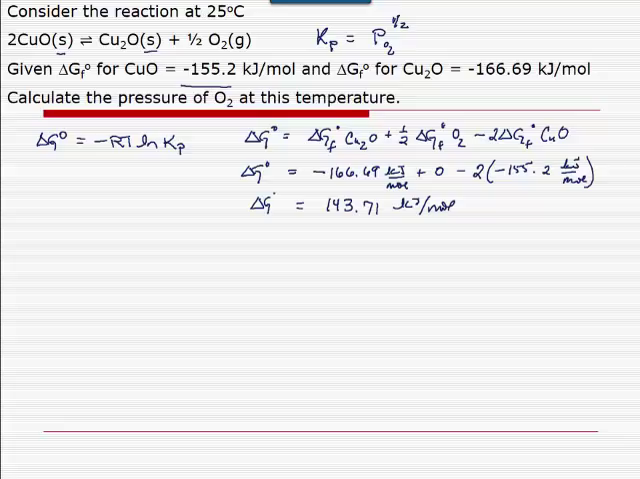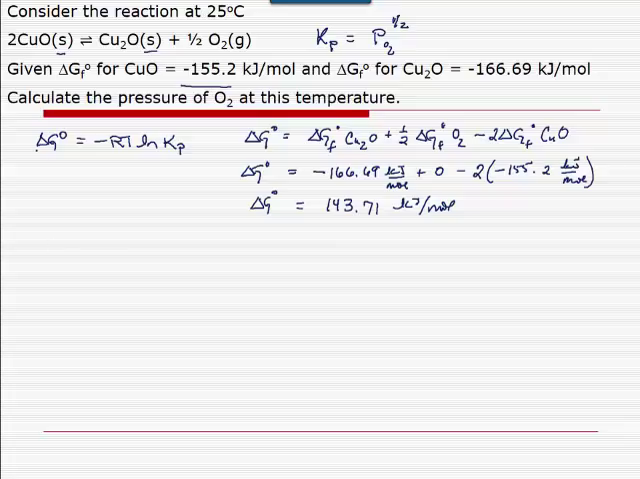If a delta G standard is that large, it tells me that if I were to start with 1 atmosphere of O2, it would go in this direction very far towards reactants. How far would it go? Well, I'm going to calculate my K value now.